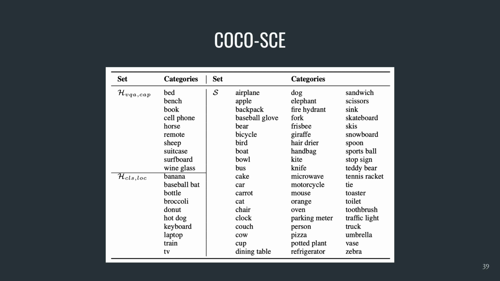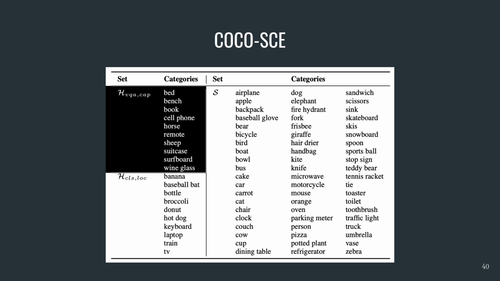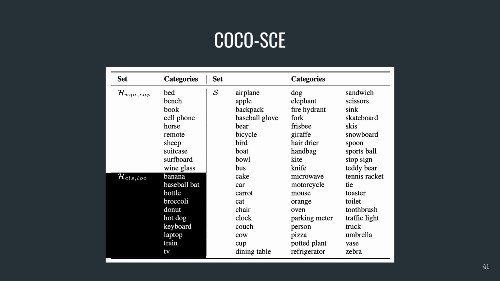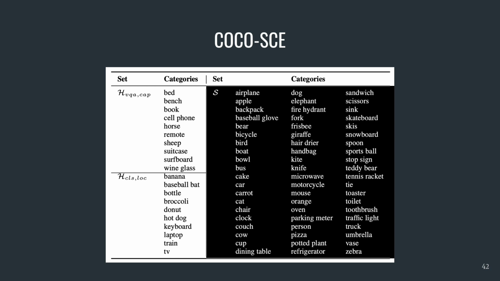Specifically, we split the 80 COCO categories into 3 subsets. The first subset is held out from the VQA and captioning training data. The second subset is held out from classification and localization training data. And the third subset consists of categories that may be seen in context of any of the 4 skills. Note that the concepts held out from VQA and captioning have the opportunity to be seen in classification and localization tasks, and vice versa.